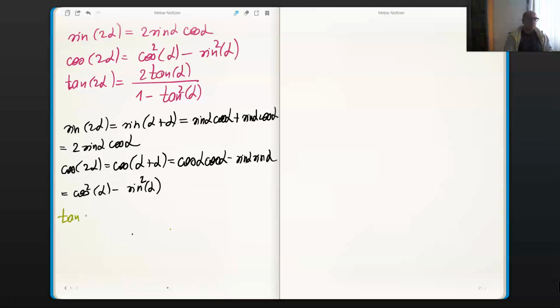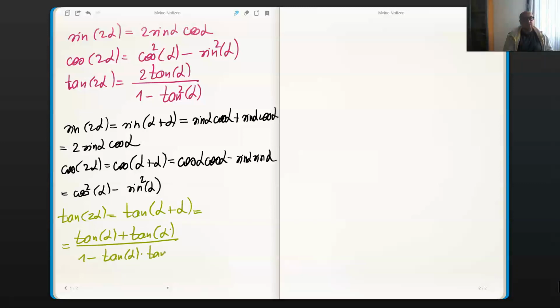Well, the tangent of 2 alpha once again is the tangent of alpha plus alpha, and we derived the formula last time. It was the tangent of the first angle plus the tangent of the second, divided over, but now they're equal again, 1 minus tangent of the first times tangent of the second, but they're equal again. That's why 2 tangent of alpha divided over 1 minus tangent squared of alpha.